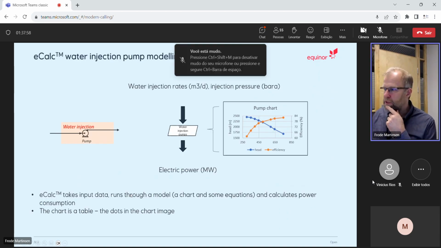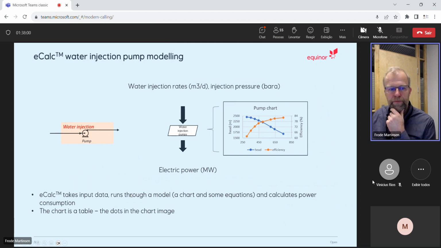Water injection pumps, also quite simple. This is a symbol for a pump. So this is from the flow diagram, the bookkeeping diagram, that you put some rate into it and you get some power out of it. Well, how do we model them?